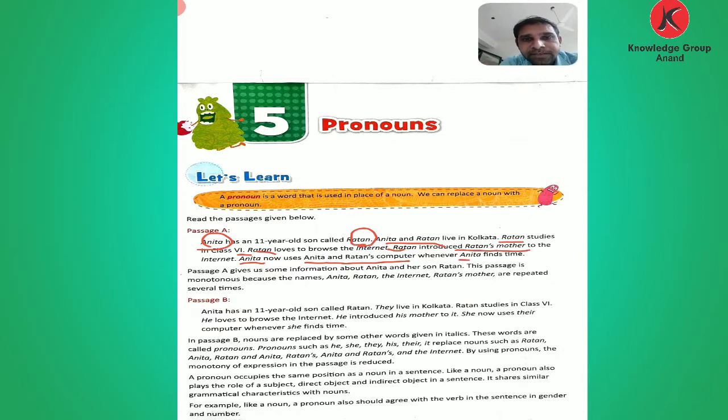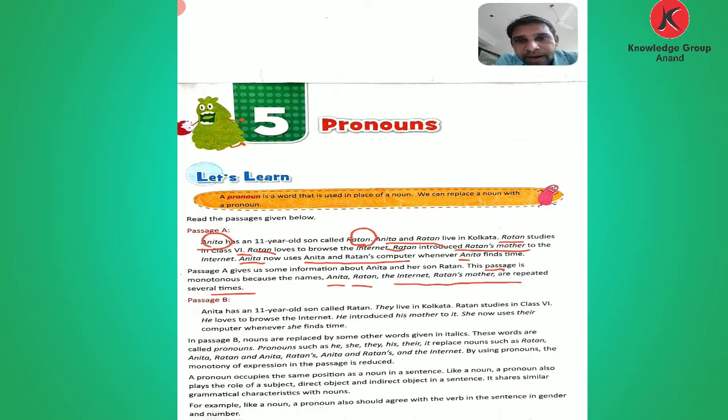Now see, in this passage we see that names are used repeatedly. So we can use pronouns instead of the nouns. Now this passage is monotonous. Why monotonous? Because the same names keep coming: Anita, Ratan, the internet, Ratan's mother, repeated several times. So it is monotonous. We use a pronoun instead of the noun when the names come again in the second sentence. How? Let's see.